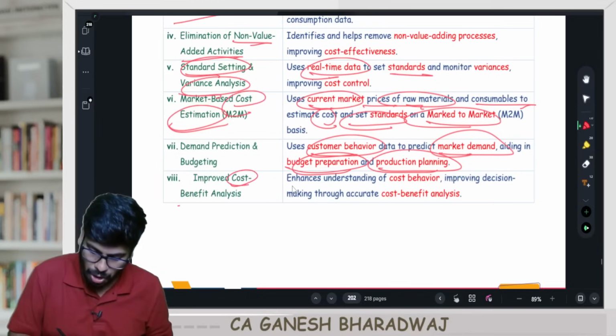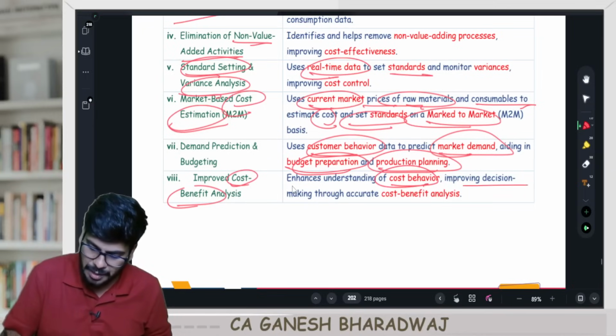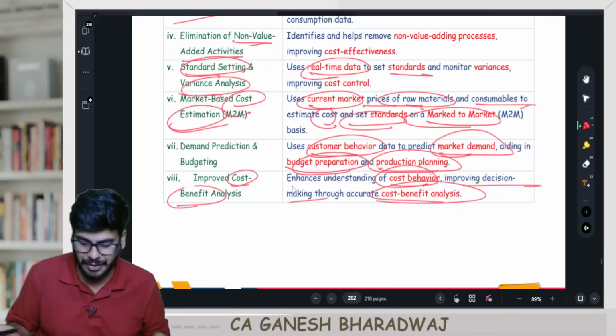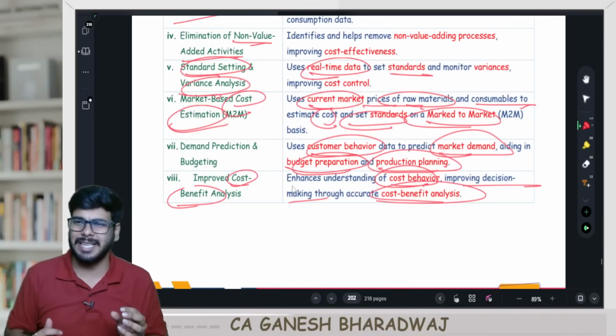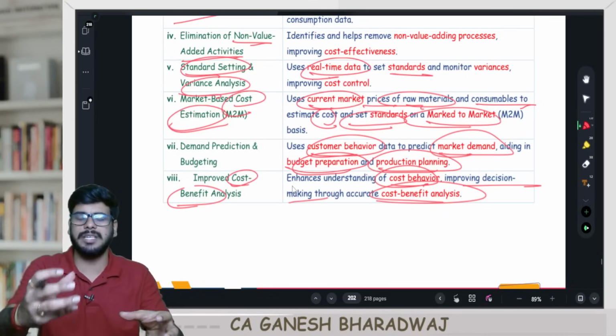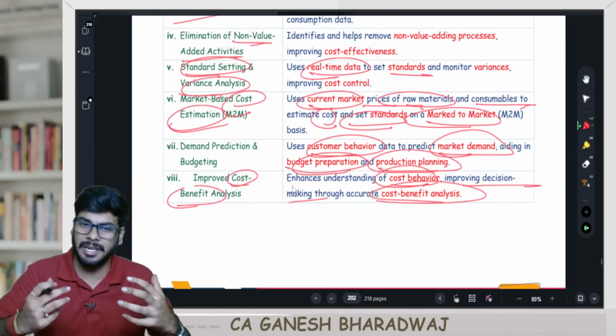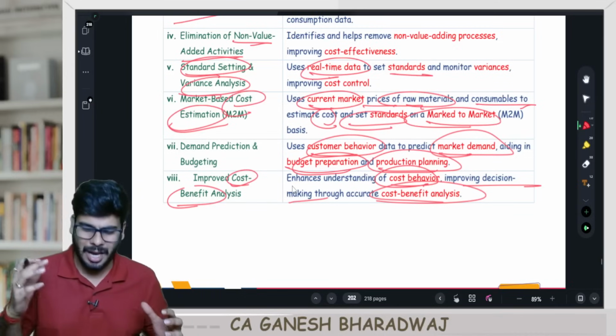And improved cost benefit analysis. It enhances the understanding of cost behavior, improving decision making through accurate cost benefit analysis. Since all the data is available, if I take a decision, what is the cost, what is the benefit? On a real-time basis, you can arrive at cost benefit analysis based on which you can take decisions. Are you clear with this, guys?